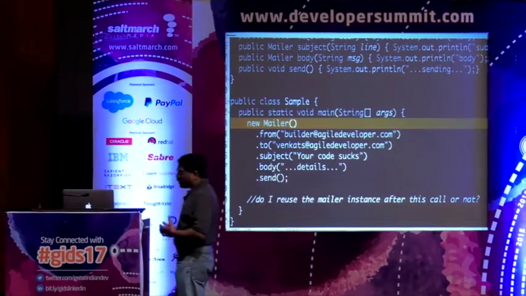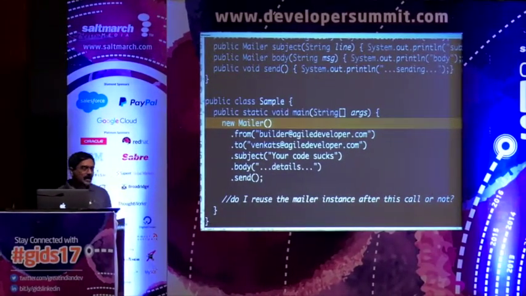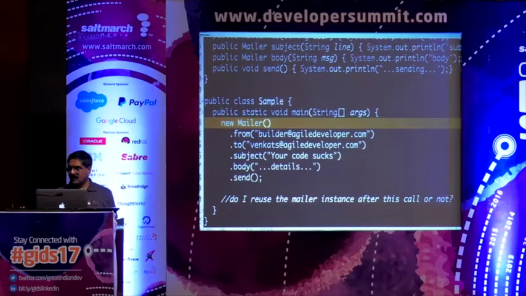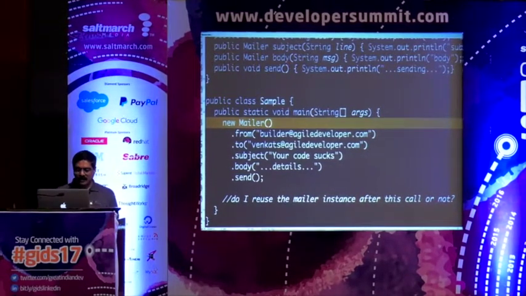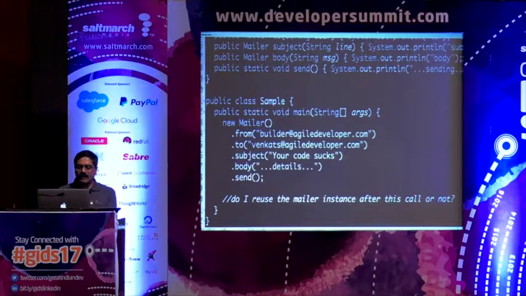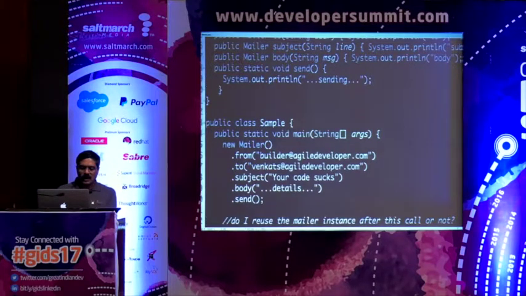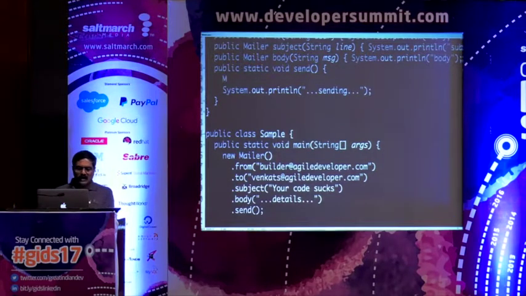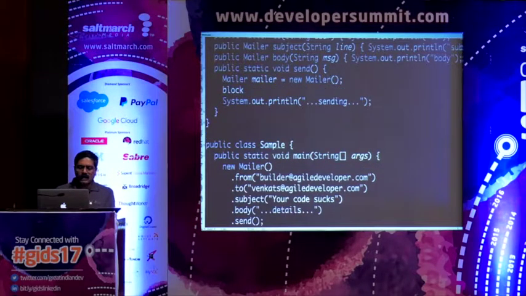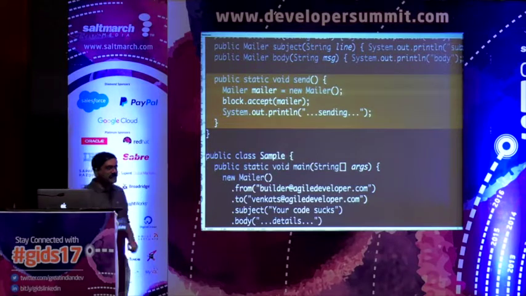What if I don't have to worry about it? What if the user of the class doesn't have to worry about it? What if that's something that the author of the class can decide? Well, here's an idea. Let's go back and say public static void send. And I'm going to turn this into a static method. Then within the method, I'll say mailer is equal to new mailer. And I'll say block.accept mailer. Well, it's not complete yet, but start with this. The send method says, I am going to say new mailer, create an object.